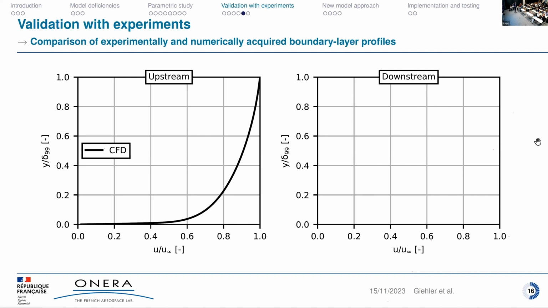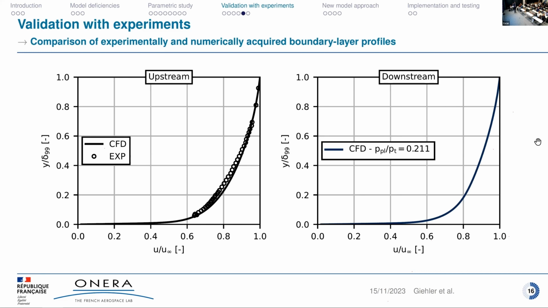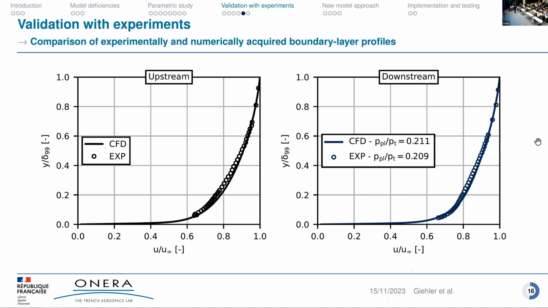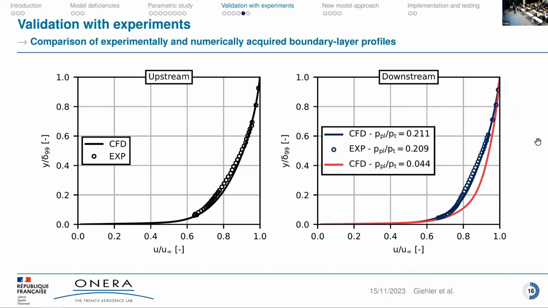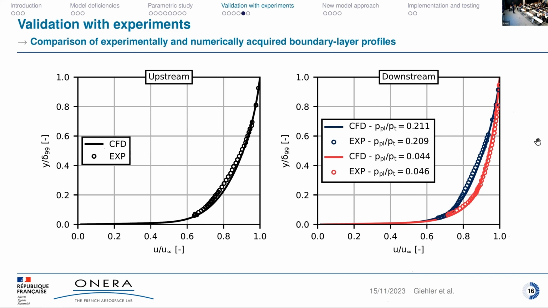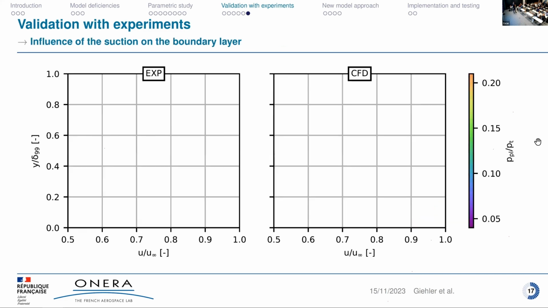So first, we measured the upstream profile and compared it to the CFD, and it fits quite well. In the CFD, it's slightly fuller, probably because we have no roughness effects in the CFD, of course. And then we checked downstream, first for a very low bleed rate, where we have quite good fit. Still in the CFD, it's a bit fuller, but I think it's just an artifact of the inflow condition. And also for higher suction rates, we see a very good fit. So we can check what's the influence on the suction rate on the boundary layer.